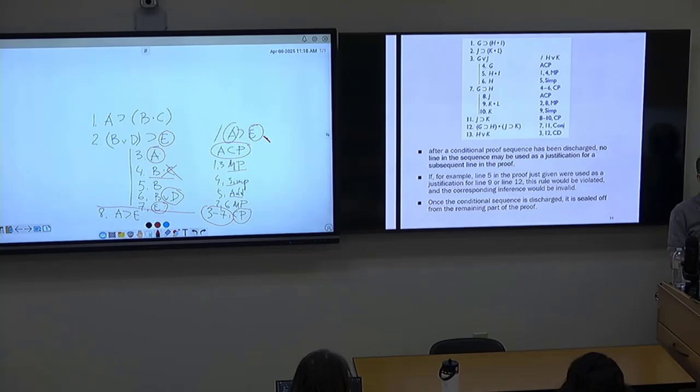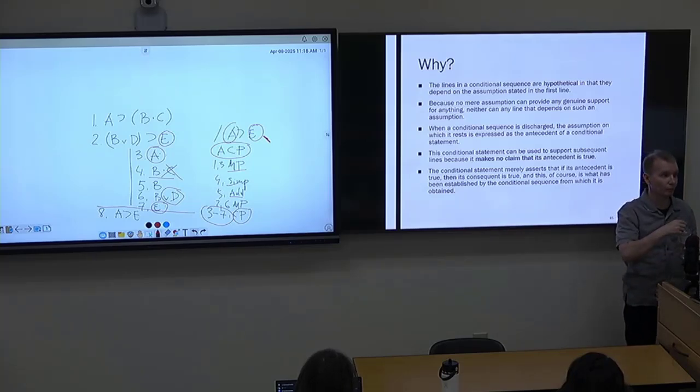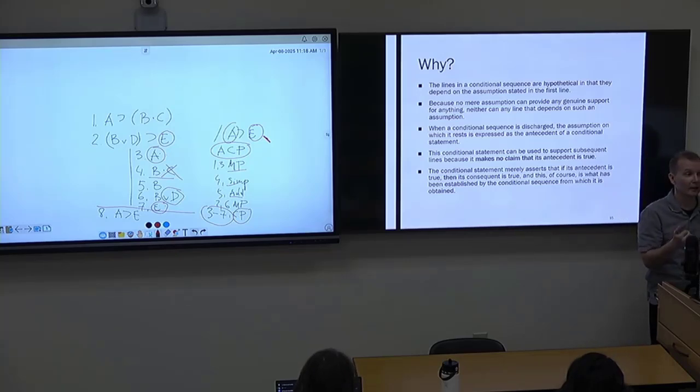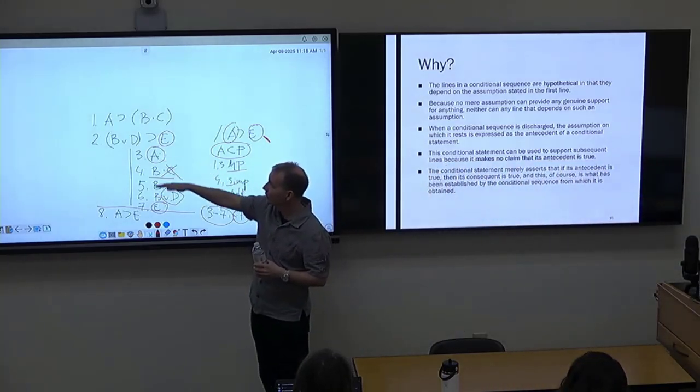Okay, so that's just an explanation on a slide of whatever I was already telling you right now. In case you want to go back to slides, it's written here, but I guess it doesn't make sense to read it again. The lines in the conditional sequence are hypothetical in that they depend on the assumptions stated in the first line. Because no assumption can provide any genuine support for anything, neither can any line that depends on such an assumption. So whatever you are working with here, those are just assumptions.